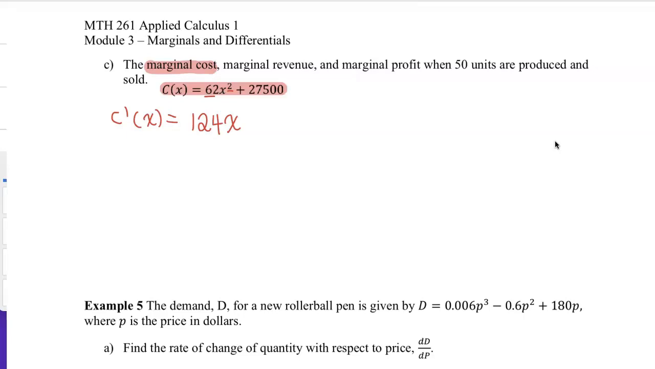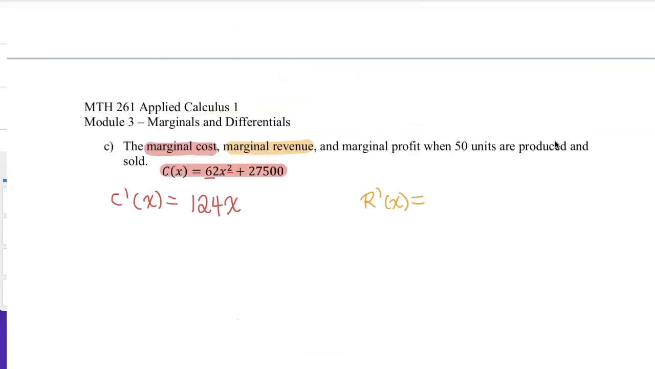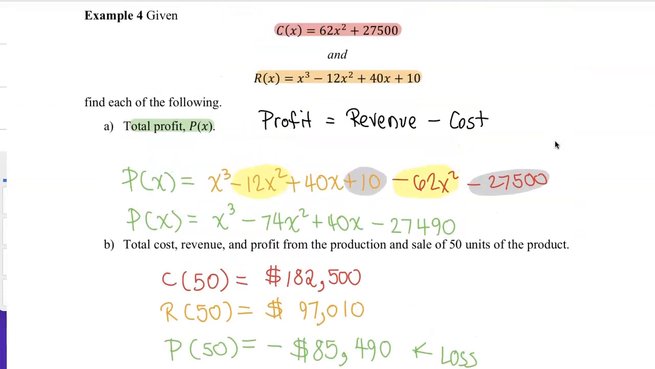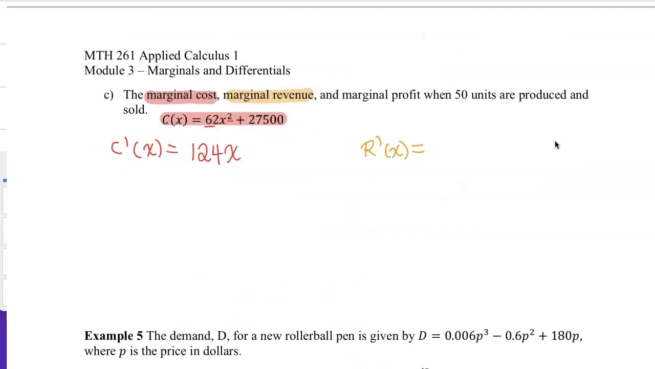Okay, now let me find the next one, the marginal revenue function. So that will be R prime of x. So I need to go back up and grab my revenue function. So here's my revenue function. So I'll copy it down here. And I take the derivative of that. So that will be 3x squared minus 24x plus 40.